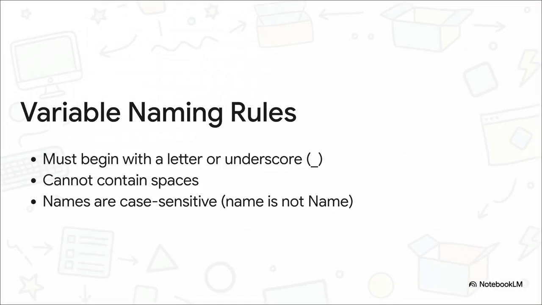So, while naming is an art, there are a few hard and fast rules you have to follow. First, a variable name has to start with either a letter or an underscore. No numbers at the beginning. Second, you can't have any spaces in the name. And last, capitalization matters. A variable called name with a lowercase n is a completely different box from one called name with a capital N.